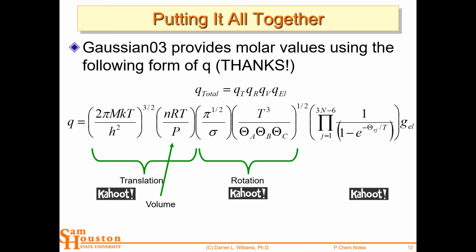And then we have the vibration. So we have the product of all of the different vibrational modes, and there's 3n minus 6 of those. So we have everything right here. We have the translation, rotation, and vibration for a molecule.